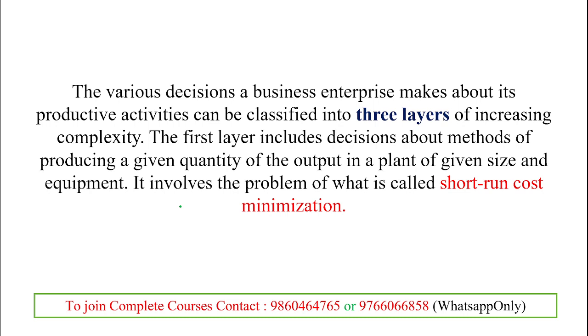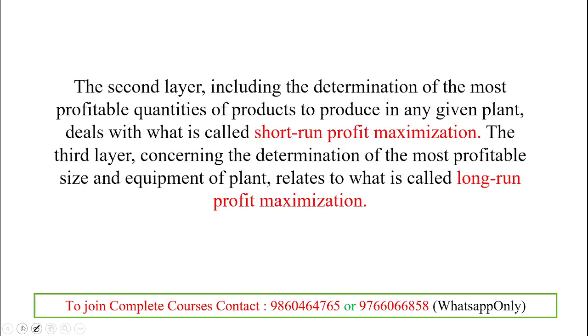First of all, we discuss the three layers of business enterprises. The first layer will produce a given quantity of output in a plant of a smaller size for a short period. So here it can be represented as short run cost minimization. The first layer is short run cost minimization.